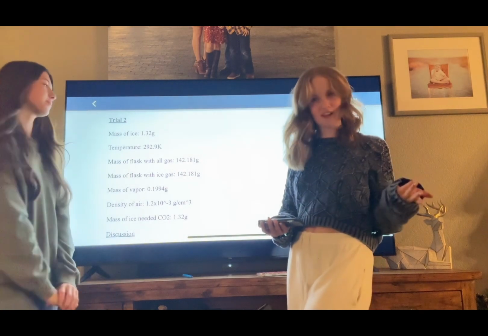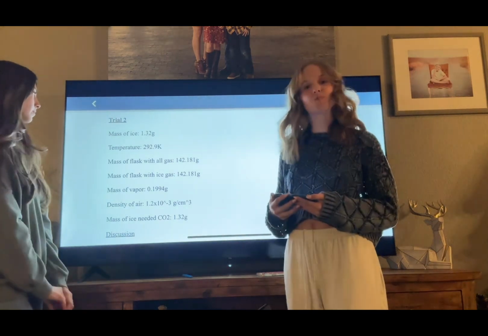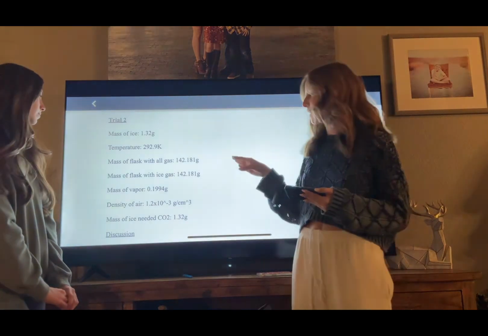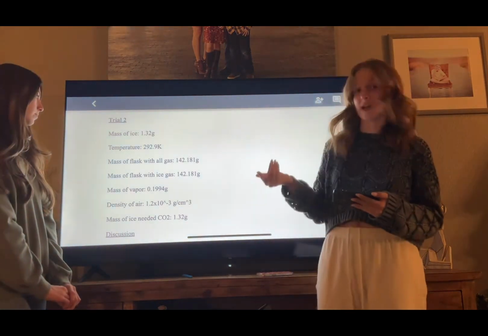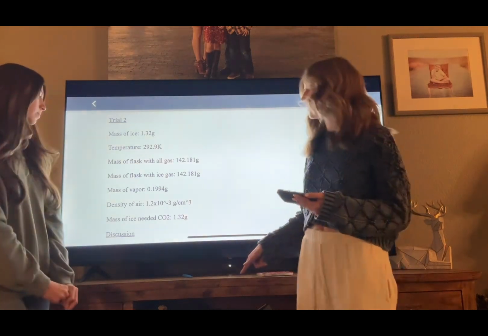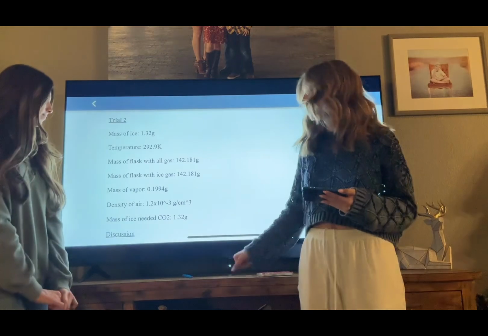And now for trial 2. The mass of the ice is 1.32 grams. The temperature is 292.9 Kelvin. The mass of the flask with all gas is 142.181 grams. And then same for the mass of the flask with ice gas, which is 142.181 grams. And then the mass of the vapor is 0.1994 grams. And the density of the air is 1.2 times 10 to the 3rd grams per centimeter cubed. And the mass of the ice needed of carbon dioxide is 1.32 grams.